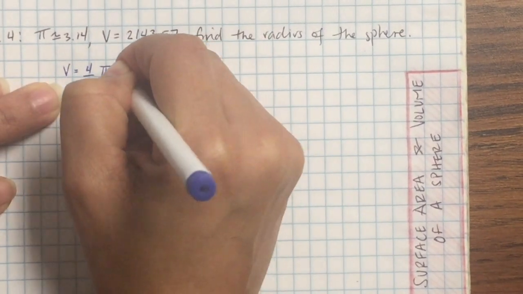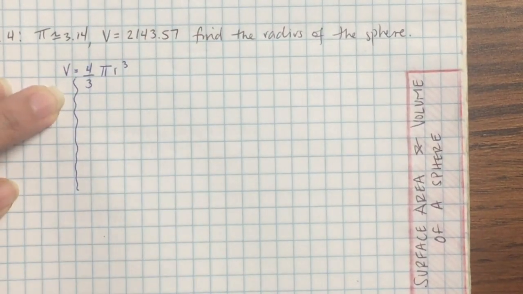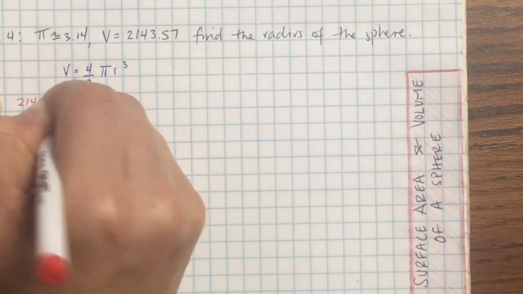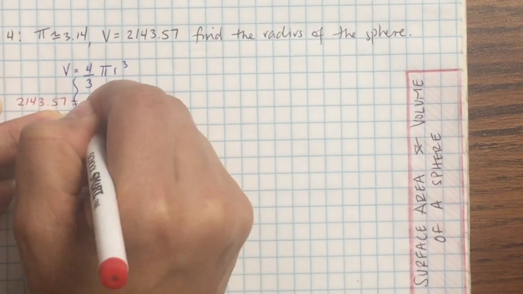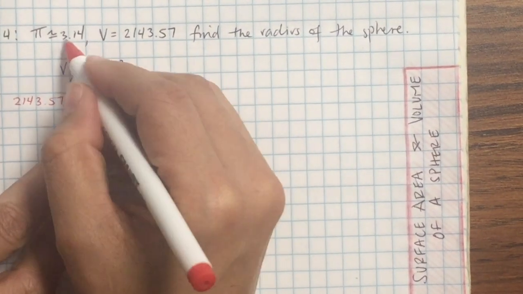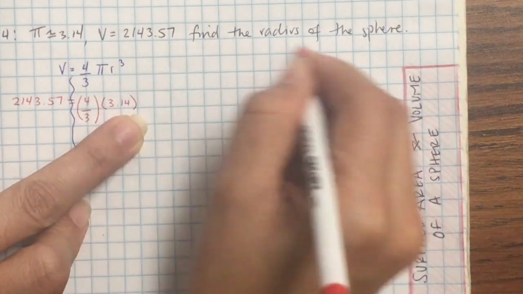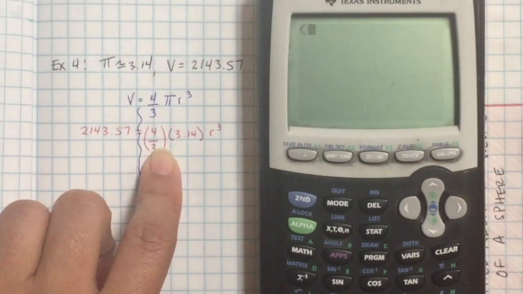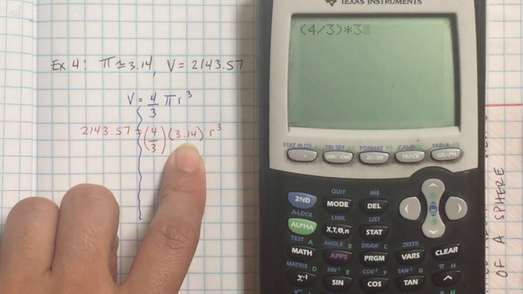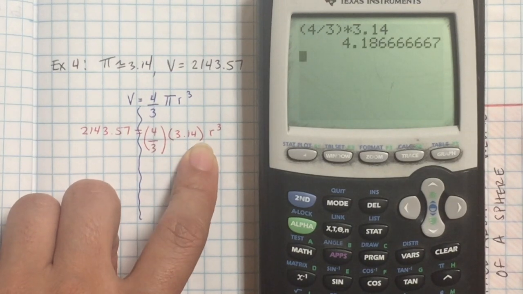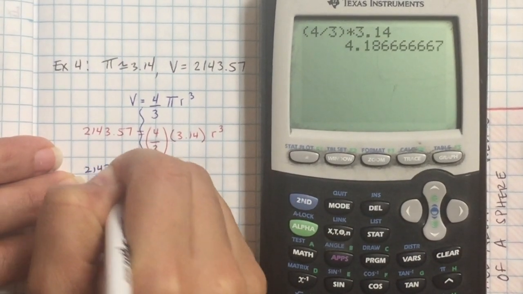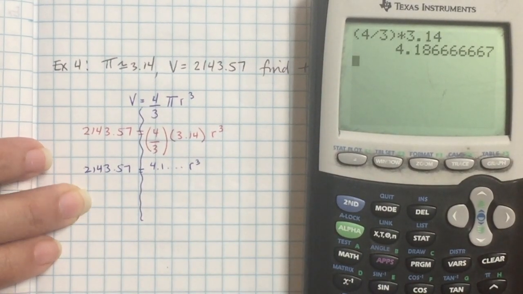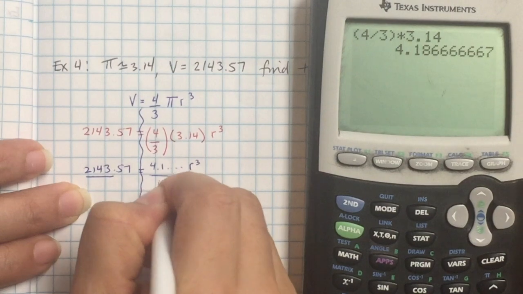Alright, final one, write down the formula. Always write down the formula, plug in the numbers. Volume is given, so plug that in. So 2143.57 equals 4 over 3 pi, what's pi? 3.14. And we don't have the radius, so radius cubed. Take a calculator. Let's combine 4 over 3 times 3.14 in parentheses. Don't round, but we're just going to write it short. But we're not going to round when you put it in the calculator. Divide both sides by that 4.1 blah blah blah.